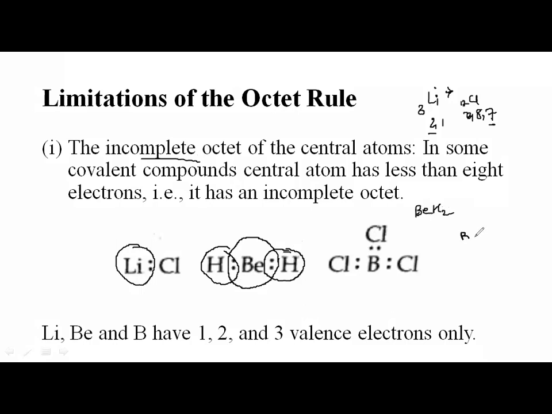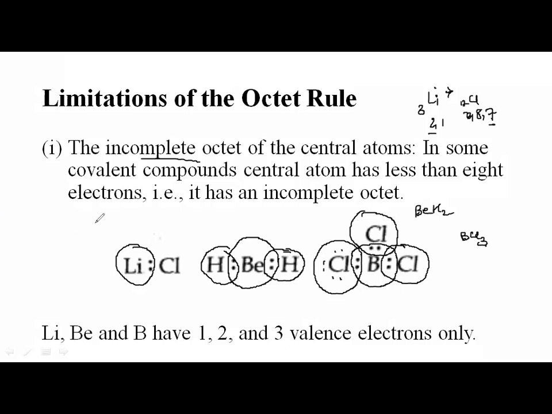Boron chloride, BCl3 molecule exists. By sharing one electron, all the chlorine atoms are going to complete their octet. All the chlorine atoms are completing the octet. But in case of boron, how many electrons are there? There are only 6 electrons. So this shows incomplete octet.